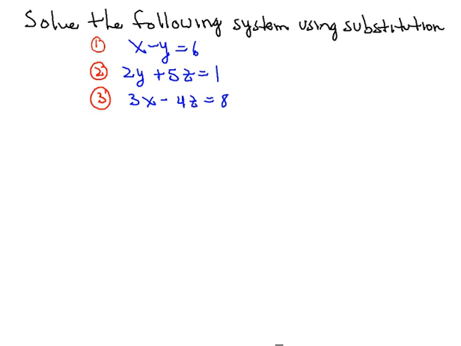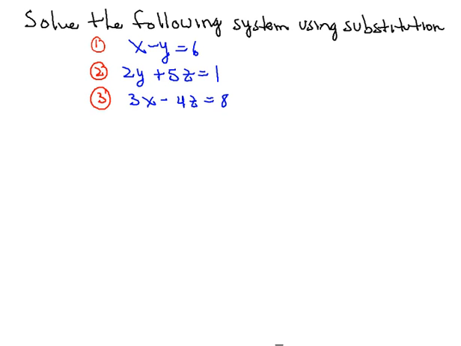Now the next example of a system of three equations that we're going to consider is one in which not all of the variables appear in each equation. Now usually in a case like this, it's going to be most convenient to use the substitution method to solve the system as opposed to elimination.